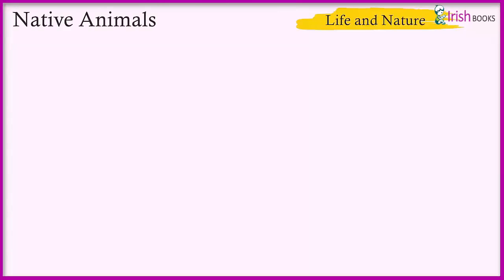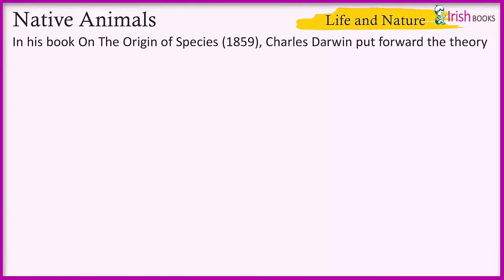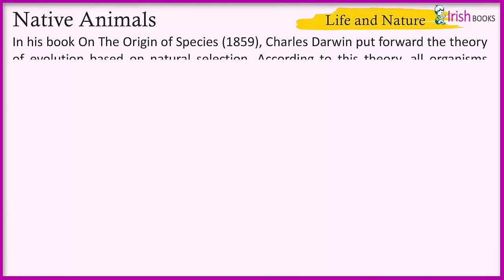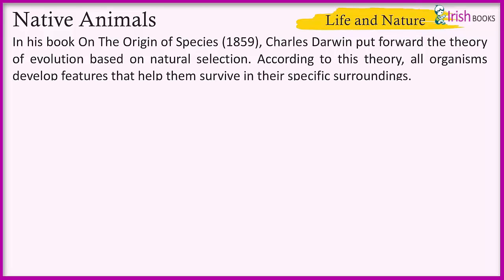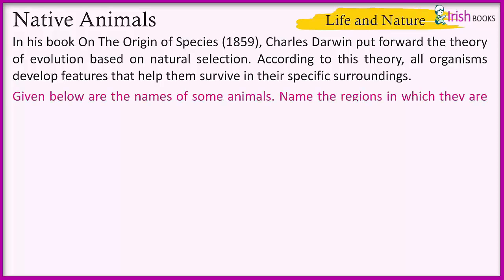Life, and nature. Native animals. In his book On the Origin of Species, 1859, Charles Darwin put forward the theory of evolution based on natural selection. According to this theory, all organisms develop features that help them survive in their specific surroundings.